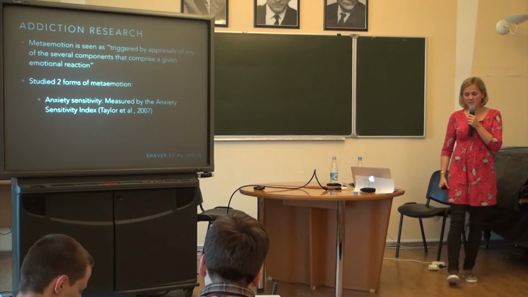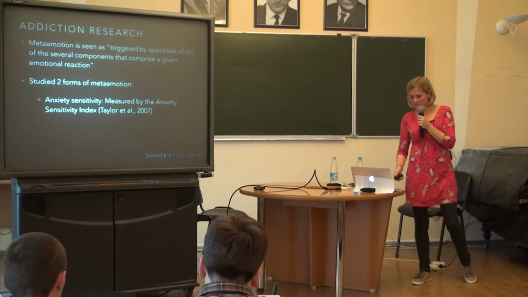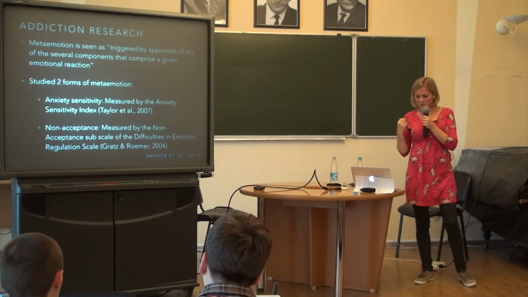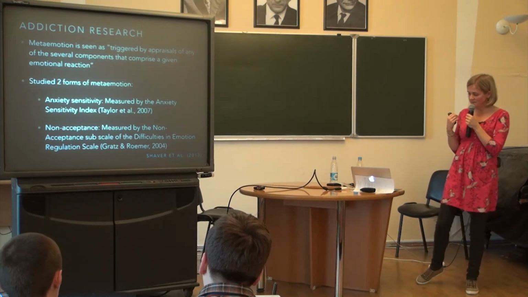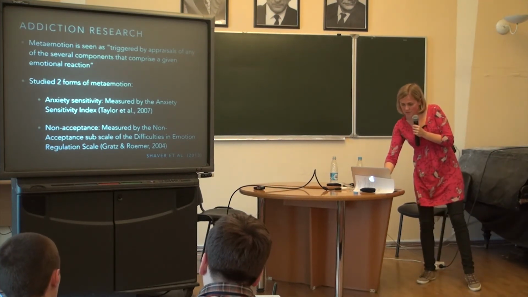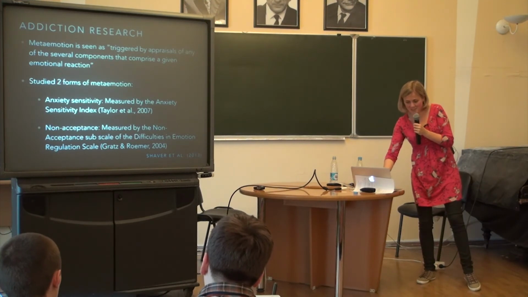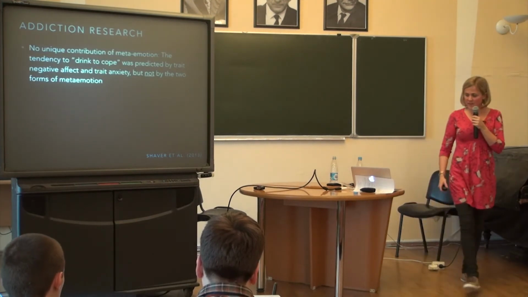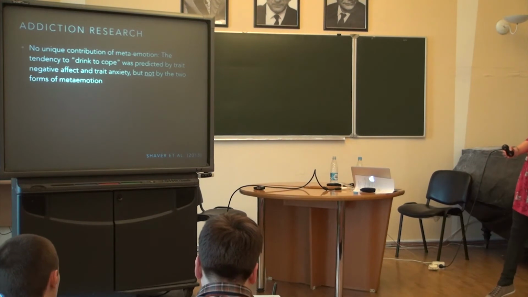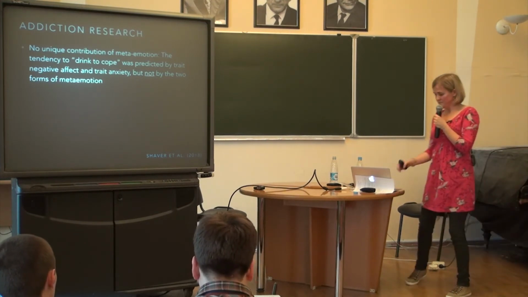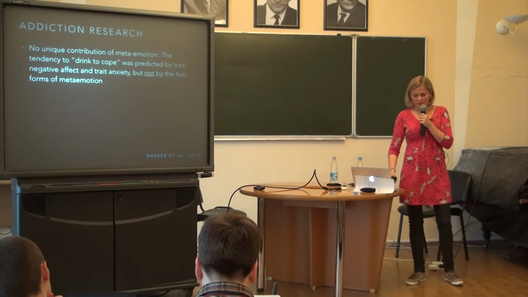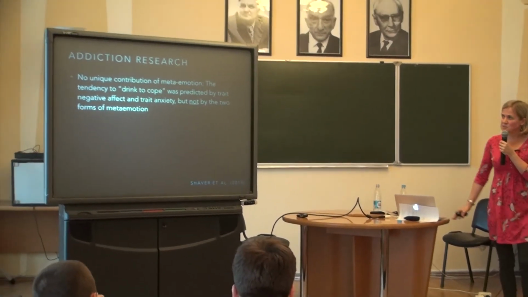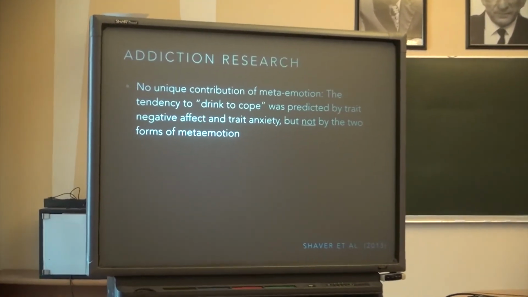First of all, anxiety sensitivity measured by self-report, the anxiety sensitivity index. They also included the non-acceptance subscale of the difficulties in emotion regulation scale, which has to do with difficulties in accepting one's negative emotions. What did they find? Well, they didn't find a unique contribution of meta-emotion, unlike what they predicted. So they found that the tendency to drink to cope was related to negative affect and trait anxiety, but not to the two forms of meta-emotion.